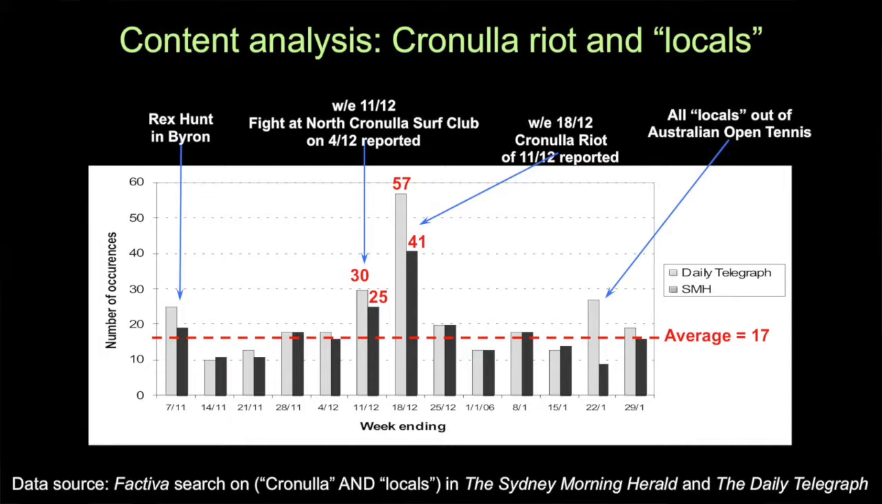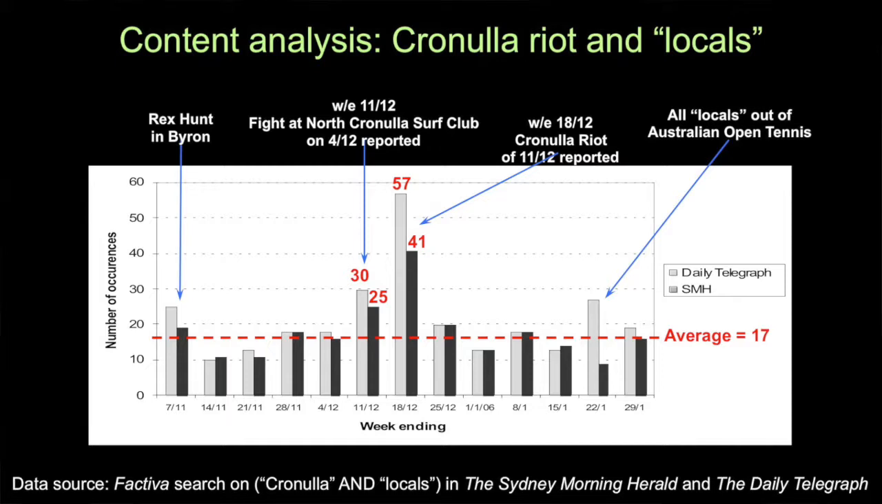So there's the lead up, in which there was a fight at the North Cronulla Surf Club, and that was reported. And then there's the actual riot that occurred the following weekend. And then suddenly after that, back to normal as far as locals goes, their occurrence in the paper. So that's what we could say about using a content analysis. We might be able to say other things, but there's not too much else we could say.